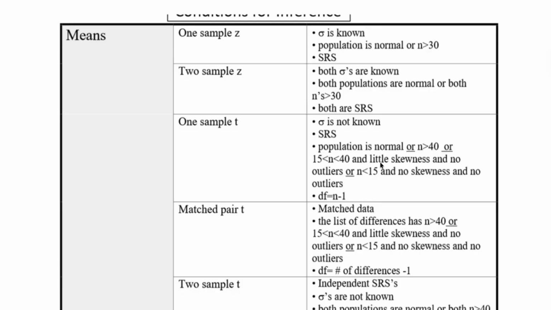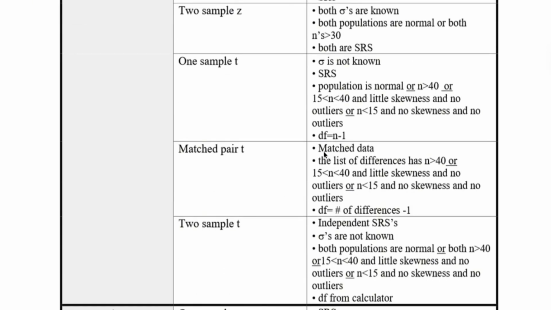1 sample t, data is not known, SRS. Population is normal, or n is greater than 40, or n is between 15 and 40 with little skewness and no outliers, or n is less than 15 with no skewness and no outliers. So basically, the larger sample size you have, the more tolerance you can have on your graph. For matched pair t, we have to be sure that this is matched data. The list of differences has n greater than 40, or n between 15 and 40 with little skewness and no outliers, or n is less than 15 with no skewness and no outliers. Notice degrees of freedom is number of differences minus 1.